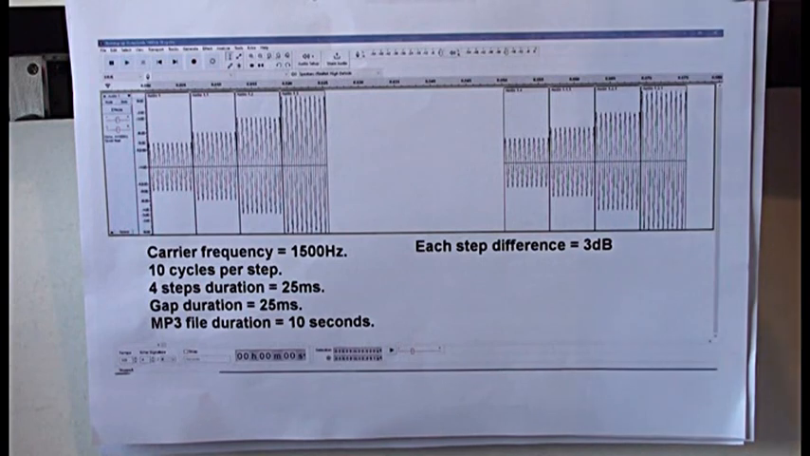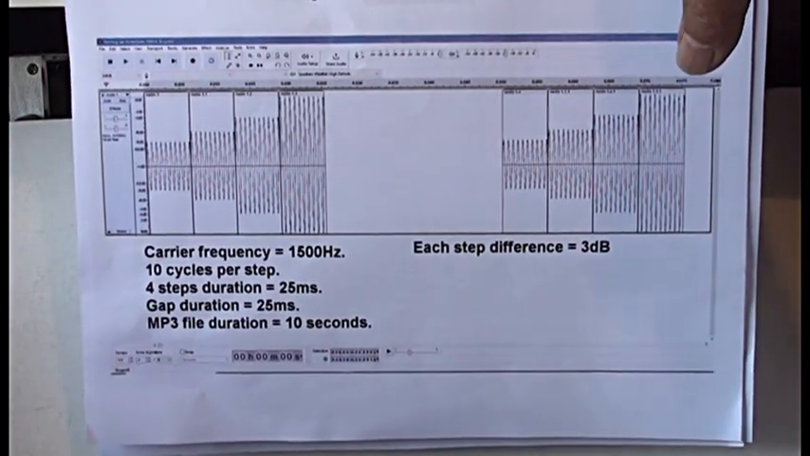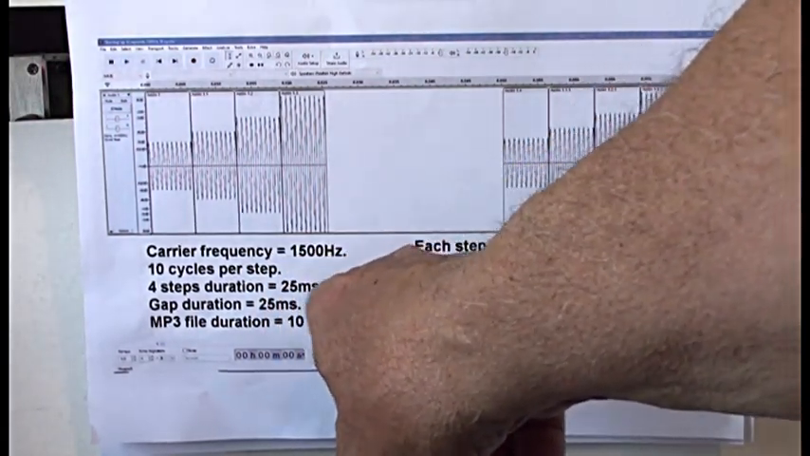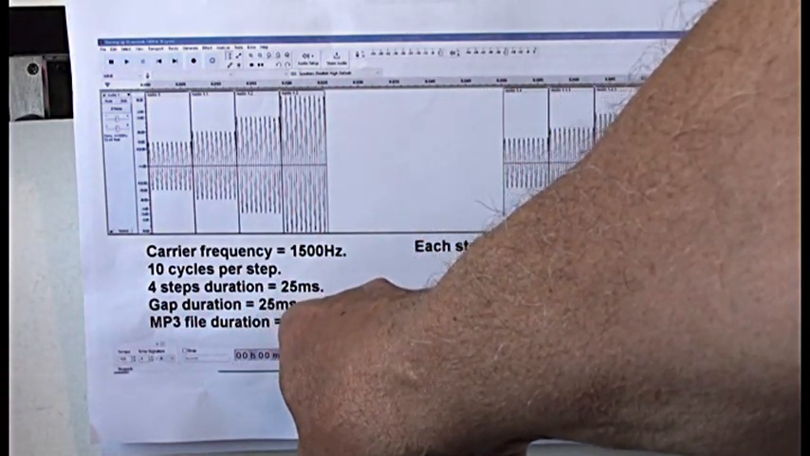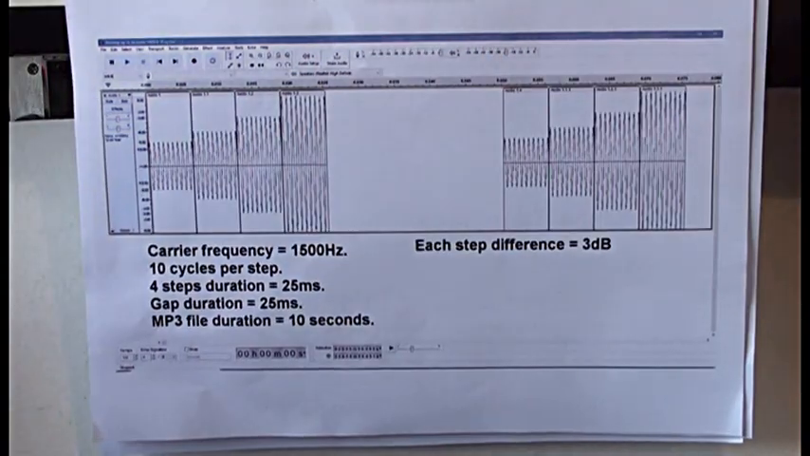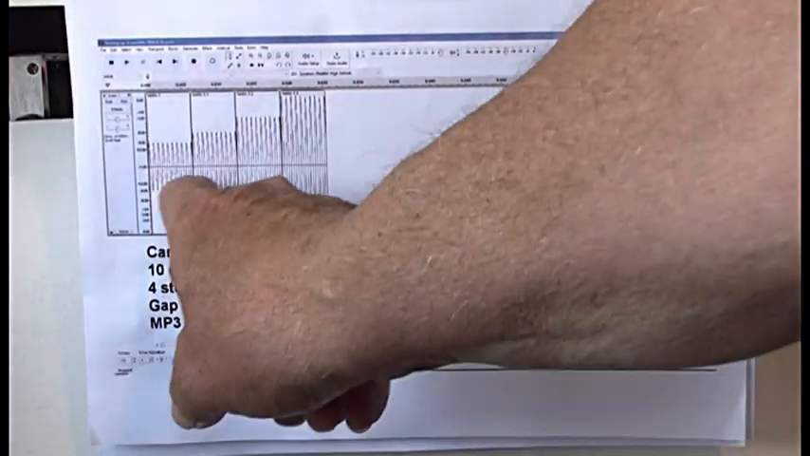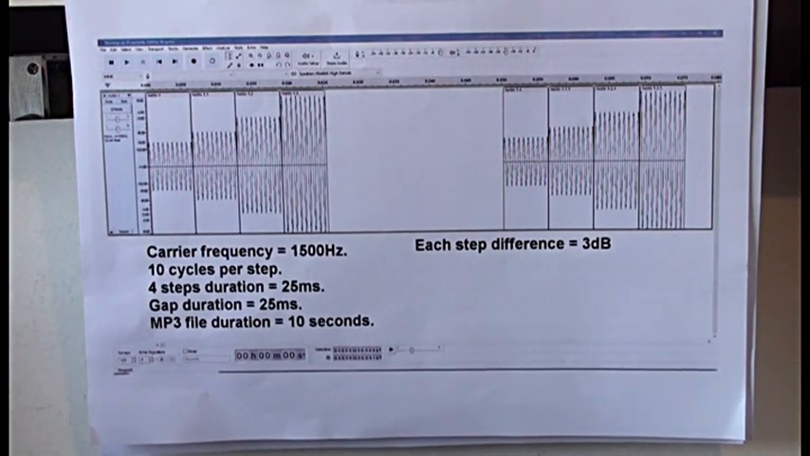For those interested, the stair step was created using Audacity. It consists of a carrier frequency of 1.5 kilohertz, 10 cycles per step, 4 steps. The total of the 4 steps is 25 milliseconds, and then there's a gap of 25 milliseconds, and we've repeated this waveform for a period of 10 seconds and recorded it as an MP3.